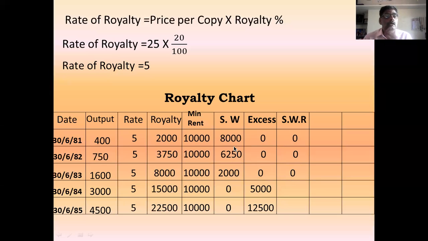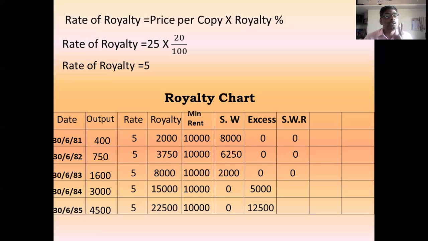First, the time given is next 3 years. Next 3 years is 1, 2, 3. In the third year, in the last year, 5,000 is the excess. Okay. Out of this 8,000, you recover 5,000. It is possible to recover 5,000. 8,000 is the first year short working.